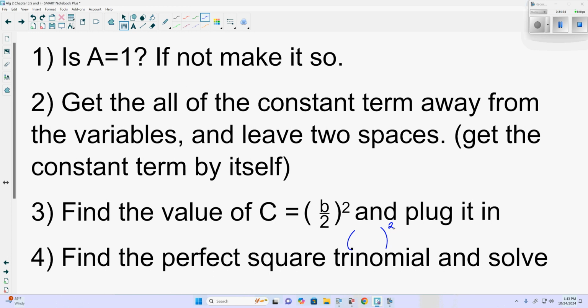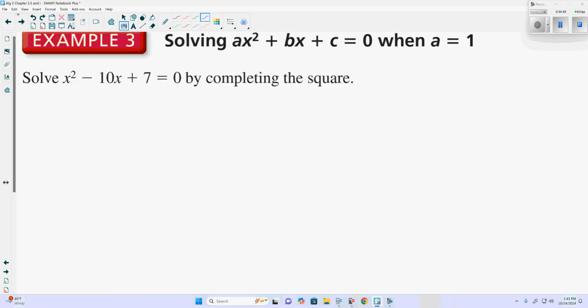So we're going to look at the first one on the top of that page, x squared minus 10x plus 7 equals 0. We're going to solve this by completing the square. Now I'm going to rewrite it down below so that we have a little bit of space. Y'all don't have to because you don't have the extra wording next to it.